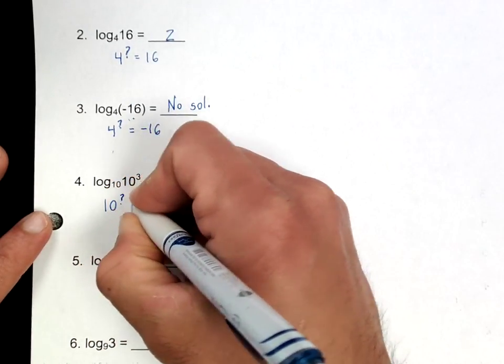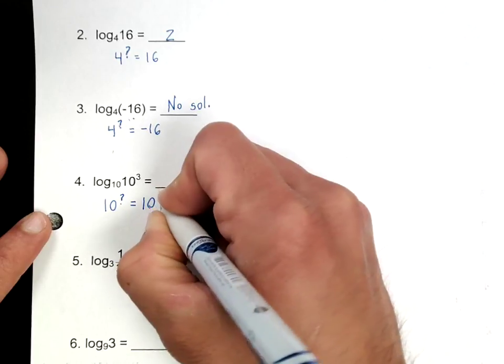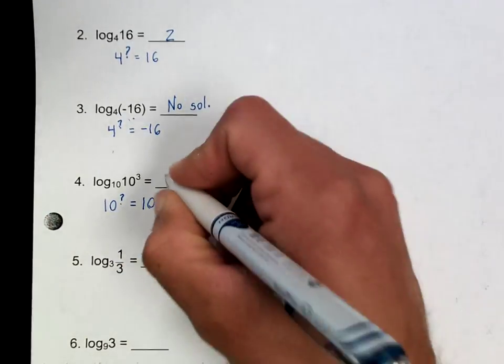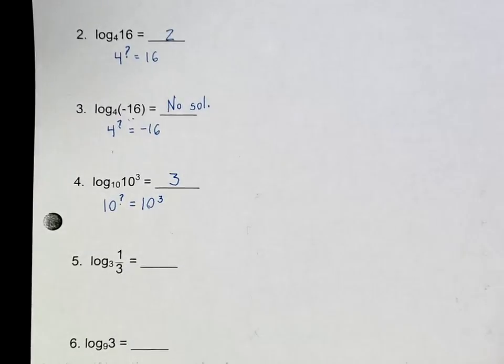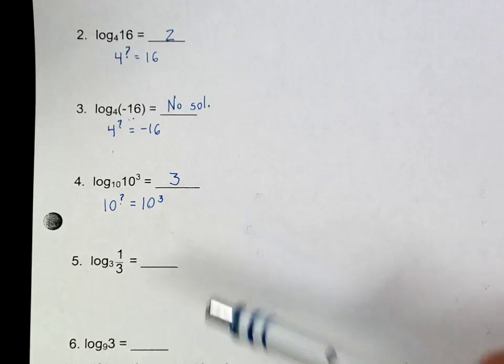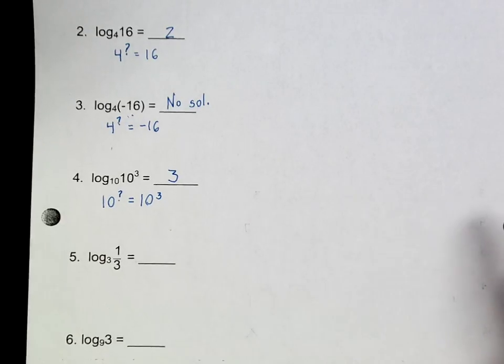Ten to the what power is equal to 10 to the third? It's almost a trick question, if you will. It's just a 3. I don't have to do anything. Does that make sense? So if you think about it in this manner, it gets easier.